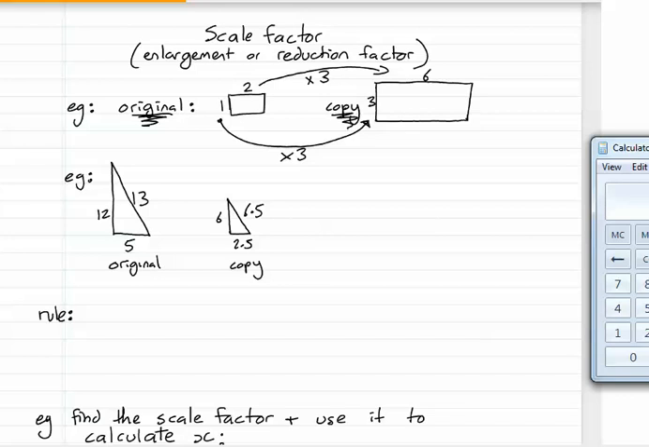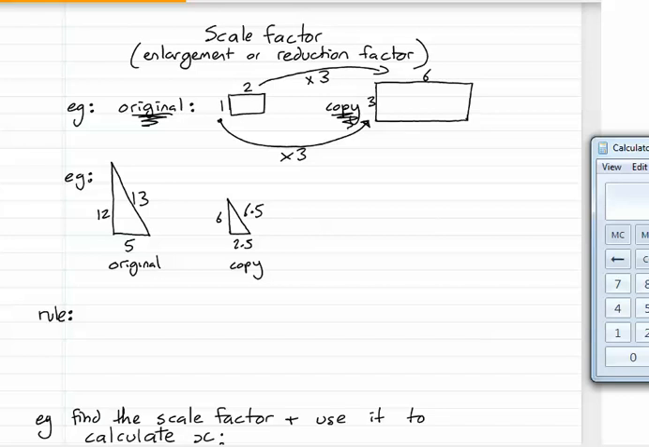In the second example, it's not quite so easy to work out the enlargement, or in this case a reduction factor, because the copy is smaller than the original. So a reduction factor is less than 1, because multiplying by less than 1 gives you a smaller number. It reduces it.